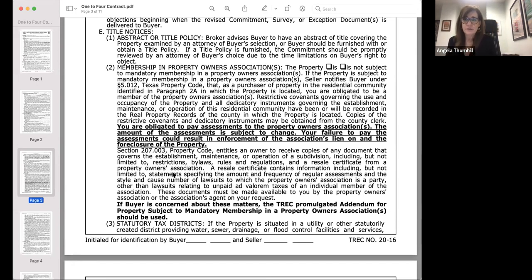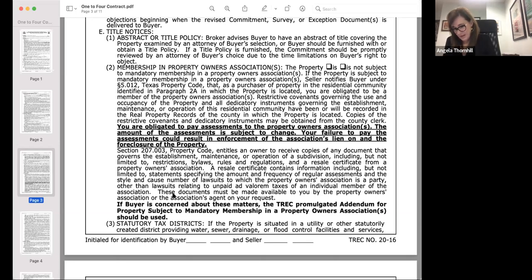You may have a little voluntary $100 a year thing, but this is when it's legit, and they can tie it to your property ownership and everything. So if you have that situation, there is the addendum that goes along with it.